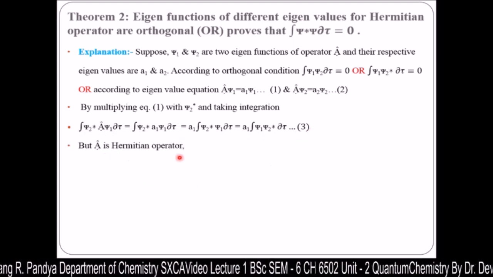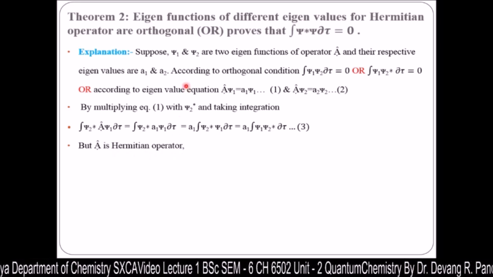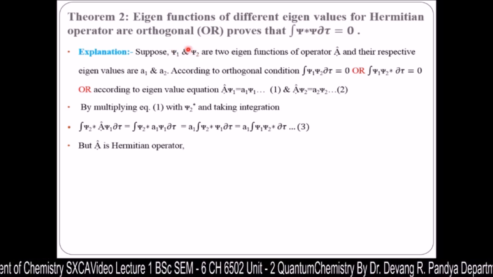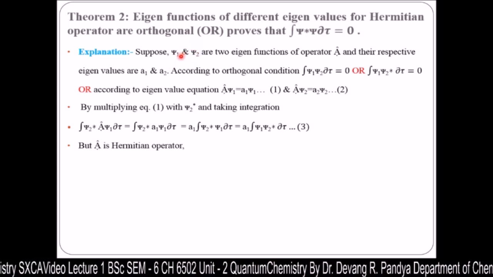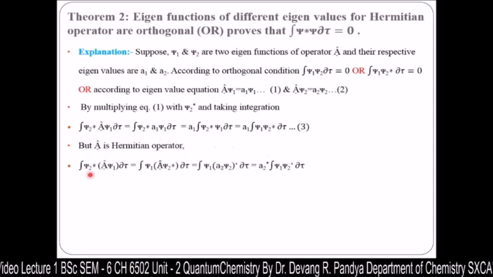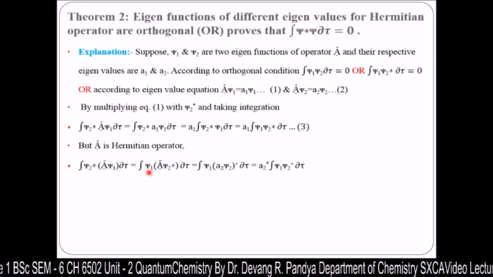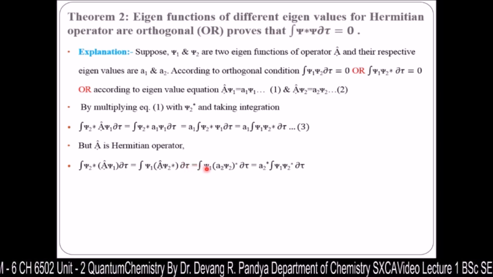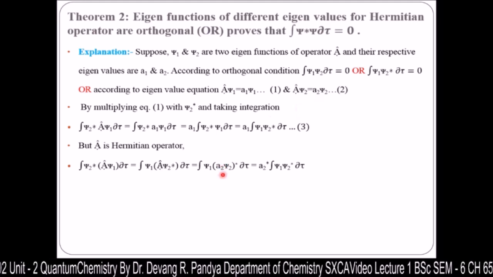But A is the Hermitian operator. Hermitian operator means we operate on functions psi1 and psi2 individually, then multiply with psi1 and psi2 one after the other, and their integrations must be similar. That is the turnover rule. So integration psi2 star A psi 1 d tau is equal to integration psi 1 A psi 2 star d tau. Now A psi 2 star, that means this value we can put it here.